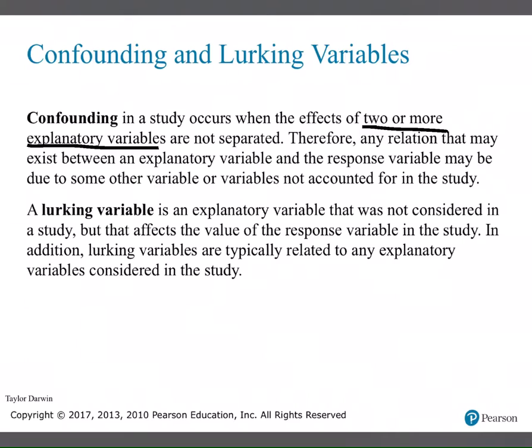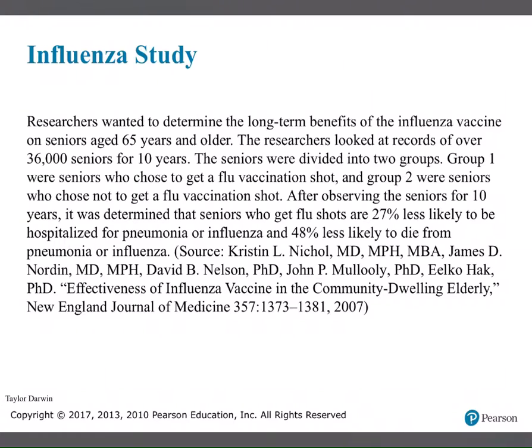Versus a lurking variable is an explanatory variable that was not considered at all in the study, but maybe still affects what we're looking at. And I'll give you an example of that in a second. But lurking variables are typically related to any explanatory variable considered in the study.